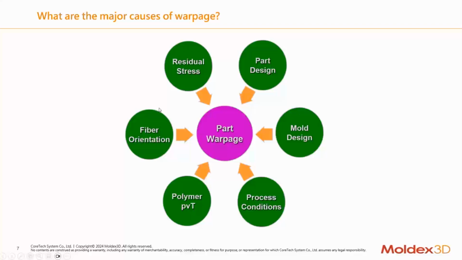So what are the major causes for warpage? There are 6 main factors that contribute to warpage: part design, mold design, processing conditions, polymer PVT. This one will be delving a bit more and looking at how to read this chart from our material files, and then fiber orientation, and finally residual stresses and how it brings the information about post-mold shrinkage.